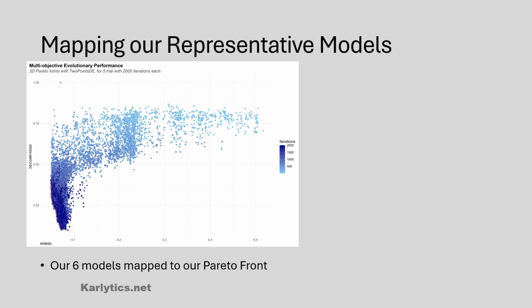We can map our 6 algorithmically selected models and place them on our multi-objective evolutionary performance chart. Any of these models could be our final model, but each might lead to very different conclusions about how to allocate our marketing spend.